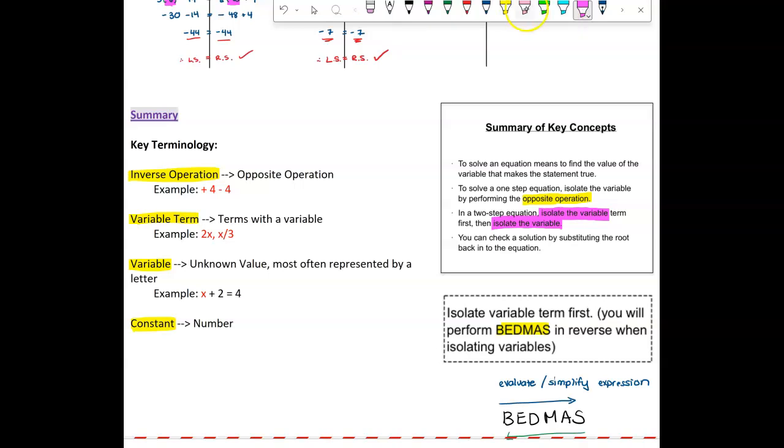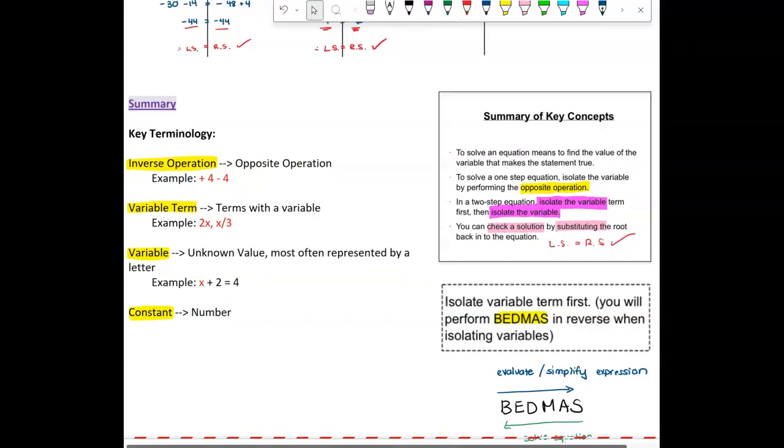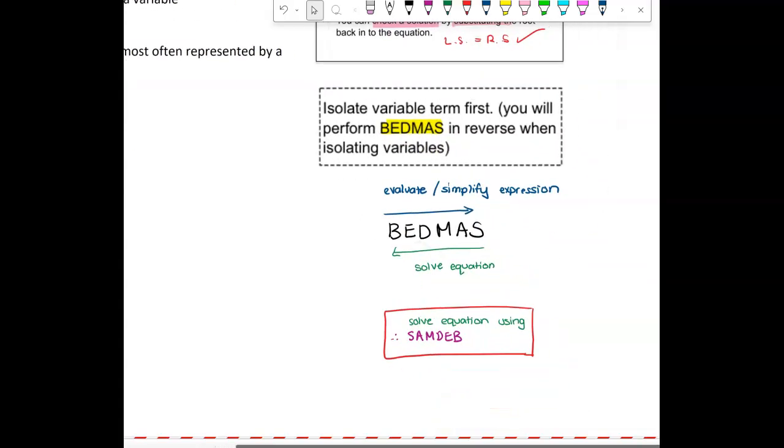And then what you should always do at the very end is make sure you check the solution by substituting that value back into the equation. Root is just another word for value, and we do that using the left side equals right side check, okay? Just a little tidbit of information.